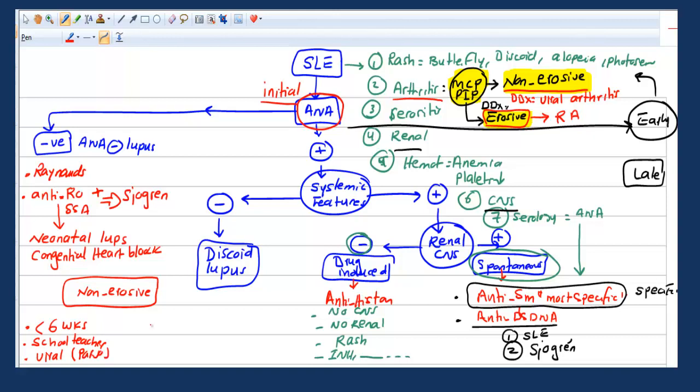Now for SLE, sure, I'm not talking about less than 6 weeks. So here maybe you can say more than 6 weeks, and then guys you can add other criteria, right? So that's how you make it. He will give you other criteria for non-erosive arthritis to say it is SLE. Alright. Question?